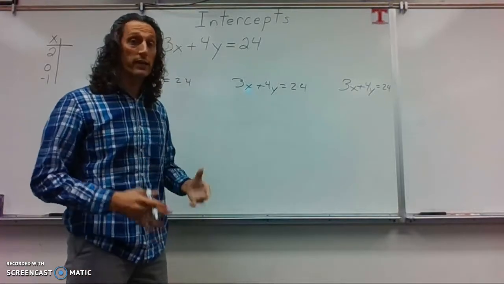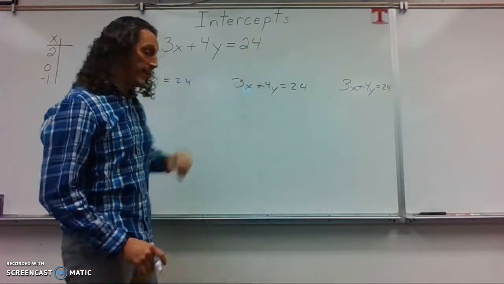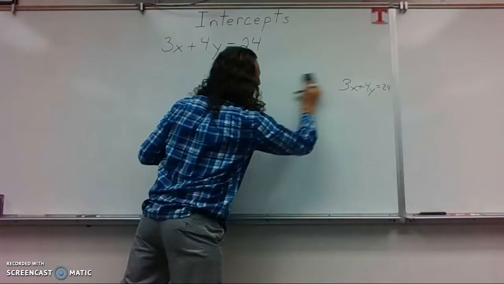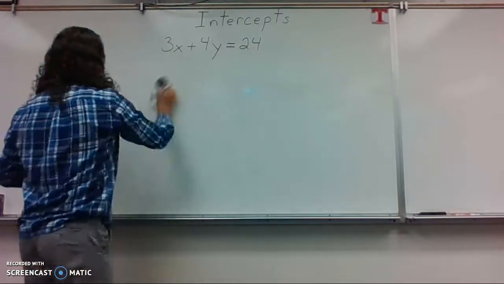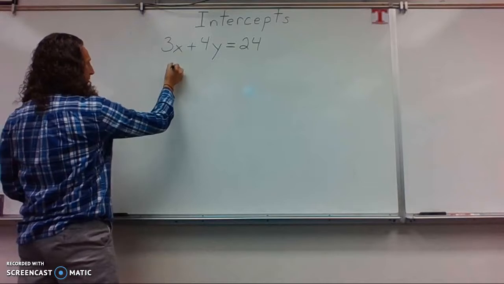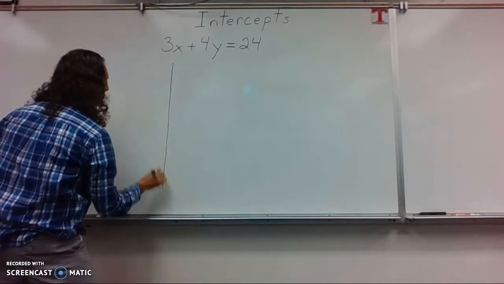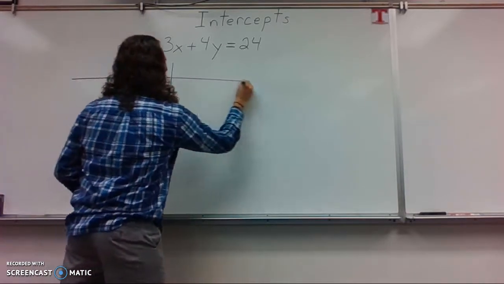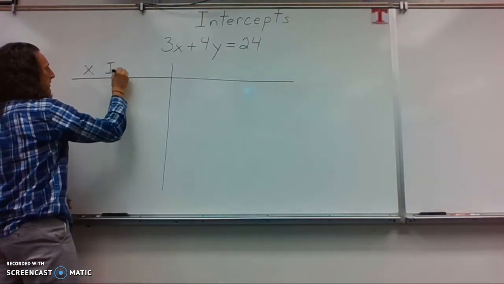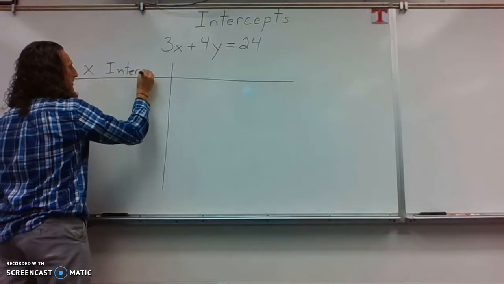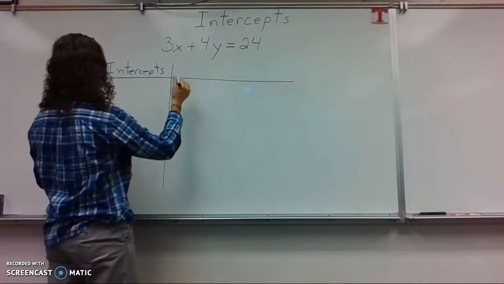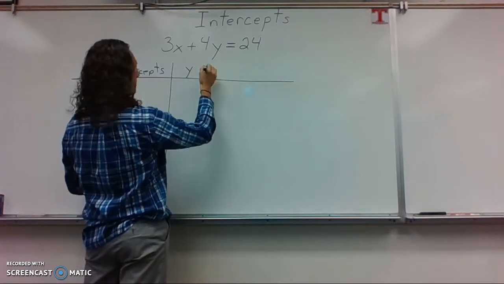Well, we're going to do a shortcut using our knowledge of intercepts. So I'm going to get rid of that table method. Take my equation, and what I'm basically going to do is using the intercepts to find the answer to this equation.